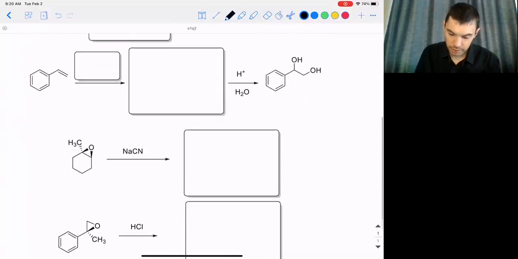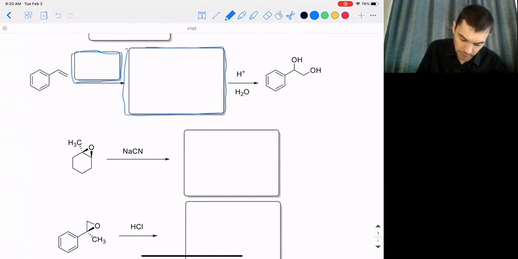Hopping forward to the next one, oof, two more boxes here. This is getting tough. All right, so we got one box and two boxes, and now we have an intermediate, right? So we got to use something to make something in a box that's going to lead to this overall product. All right, and then we have an alkene here. We've got a diol there.